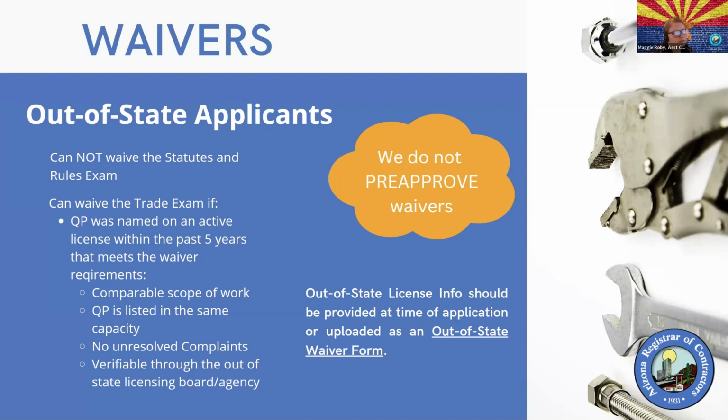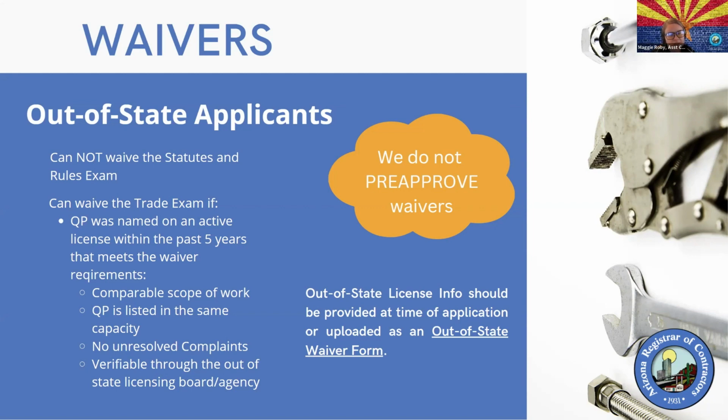There are some verifying factors that we need to be able to verify on our end in regards to your license and the license waiving capability. So was the qualifying party named on an active license within the last 5 years that meets our waiver requirement? So we are looking to see, is the scope of work comparable? Is the qualifying party listed in the same capacity? Different states may call their qualifying party different things. Are there any unresolved complaints still listed on the license? And that is all stuff that we have to be able to verify with that out-of-state licensing board or agency.